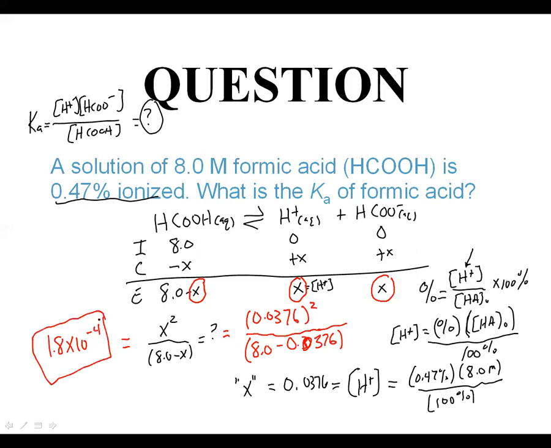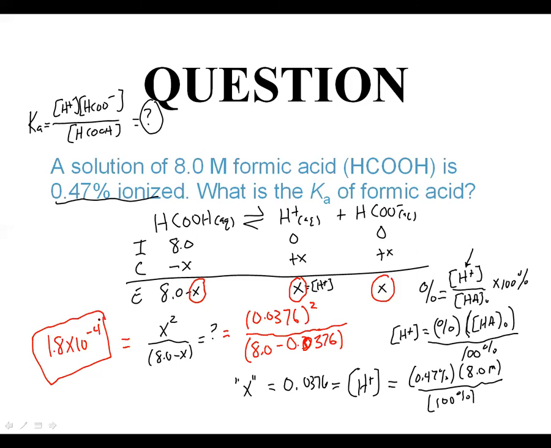So this is an example where you could actually use percent ionization and work your way backwards. It's a very similar calculation to what you are currently doing in that equilibrium experiment, where you do those ice tables and figure out x and work your way backwards. Any questions on that?